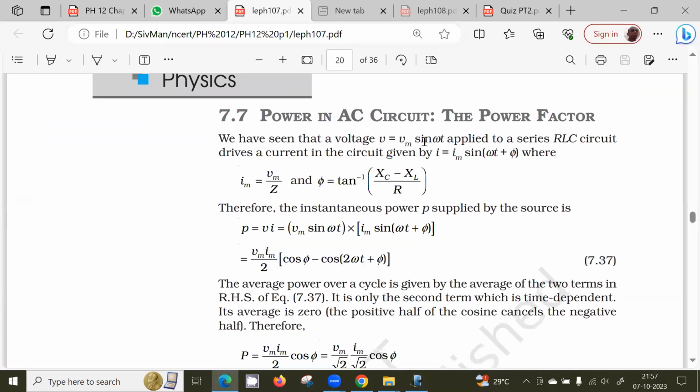So for an RLC combination circuit, the power is V into I, where the voltage is Vm sine omega t, and the current will have a phase difference of phi with the voltage. For a pure resistor, phi is 0. For a pure inductor, it is plus or minus 90. And for a capacitor, it is plus or minus 90. But for a combination of R and C, it will be different from 90 degrees.